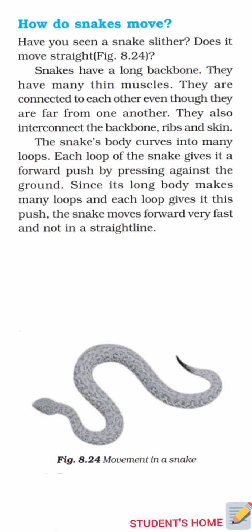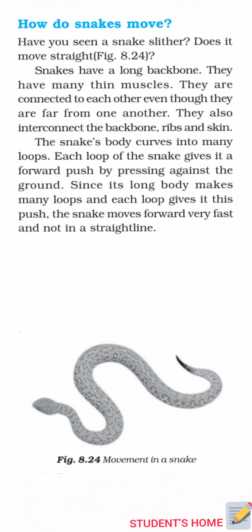Next topic, that is snake. So snakes have a long backbone. They have many thin muscles. They are connected to each other even though they are far from one another. They also interconnect the backbone, ribs, and skin.